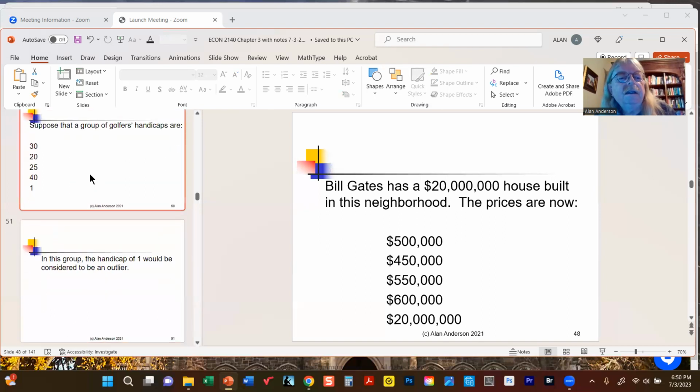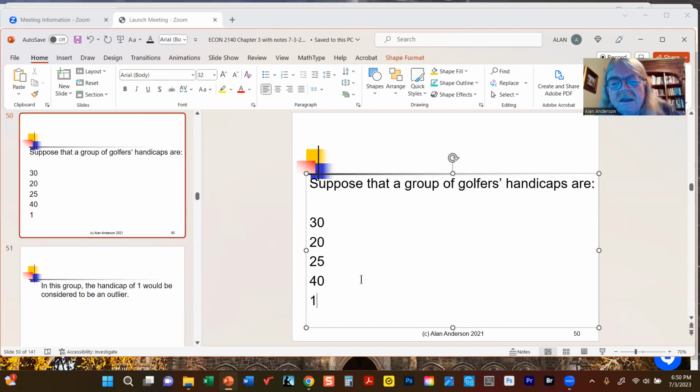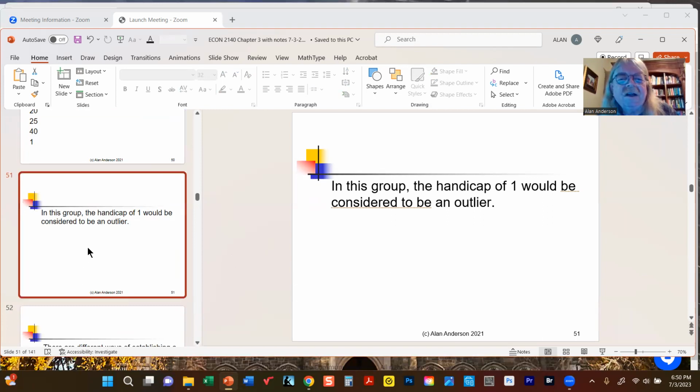Okay. I mean, these are extreme cases, the ones I'm showing you here. But it's not always that open and shut. Like here, what about a handicap of 10? Would that be considered an outlier? It's hard to say without those boundaries that we will define later on.